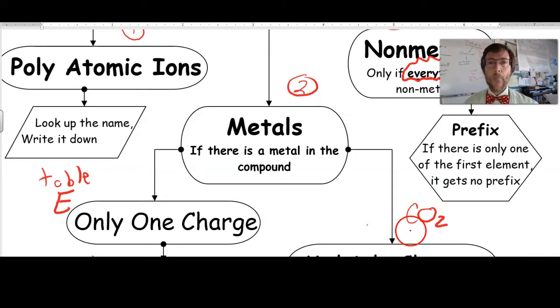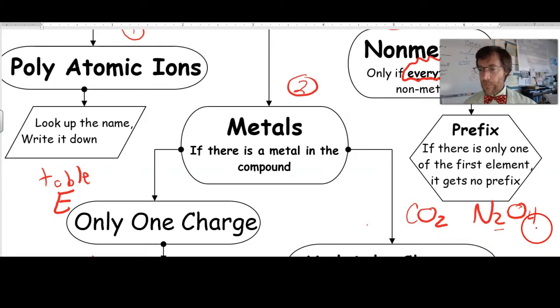We don't say monocarbon dioxide. We say carbon dioxide. If we see this, we say dinitrogen tetraoxide. The prefix tells us how many. The reason being that nonmetals combine in the weirdest, most random, crazy, mixed up ways. So it's not just crossover. Nonmetals do wild bonding. So we just use prefixes to tell us how many atoms there are in each one.